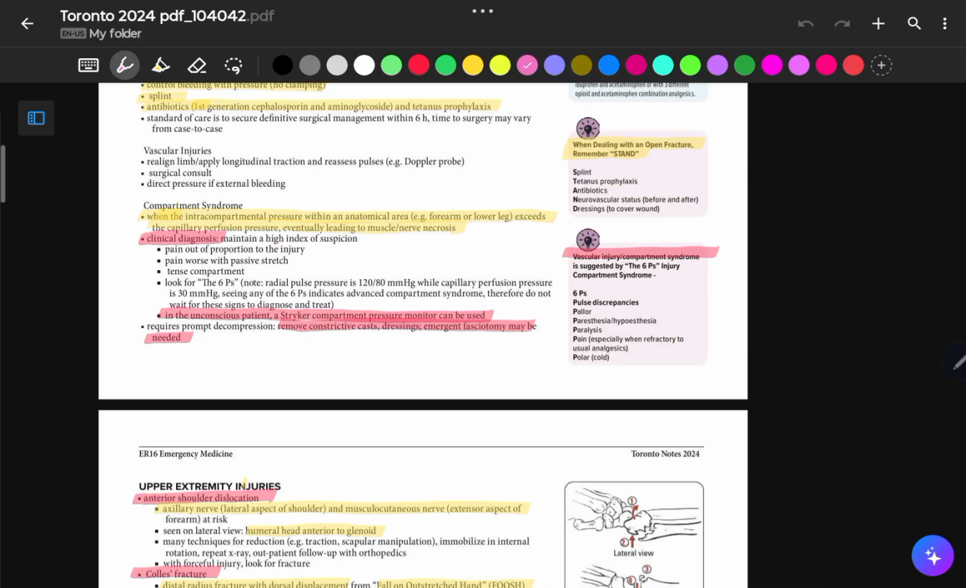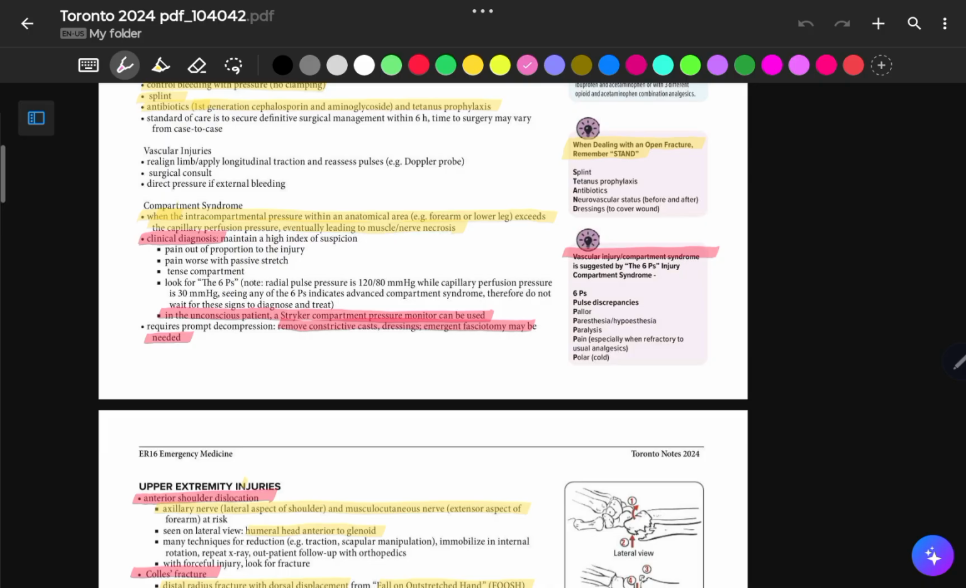Radial pressure is 120/80 millimeters of mercury, while capillary perfusion pressure is 30. So seeing any of the 6 Ps indicates advanced compartment syndrome. Therefore, do not wait for the signs to diagnose and treat compartment syndrome, because the 6 Ps are actually late signs of compartment syndrome.